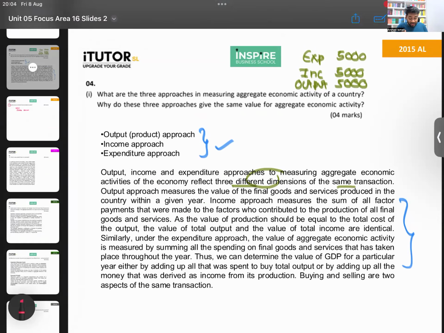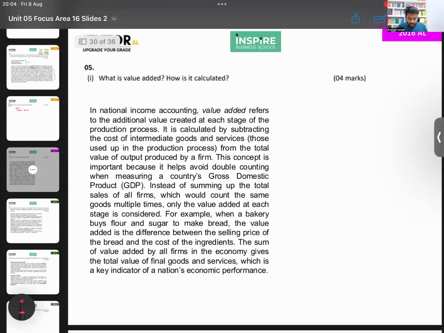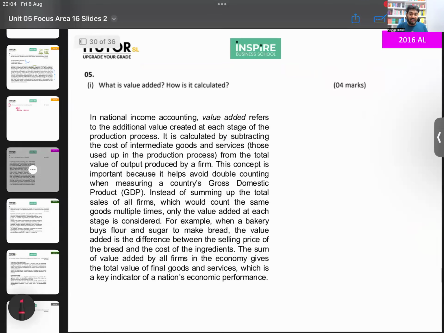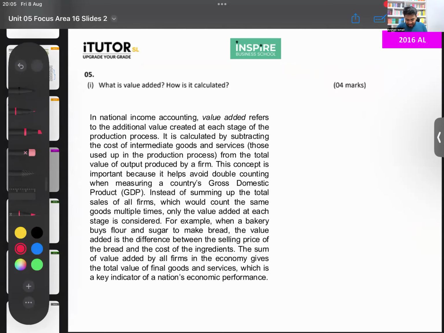Now we go to 2016. So what are they asking in the 2016 paper? What is value added? How is it calculated? So you all know what value added is. I just put a small explanation for this because I was lazy to write on the screen.